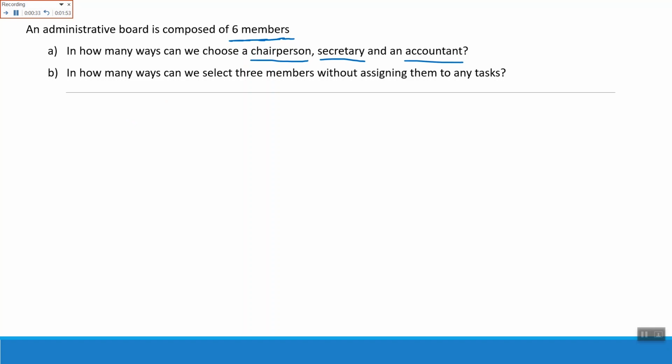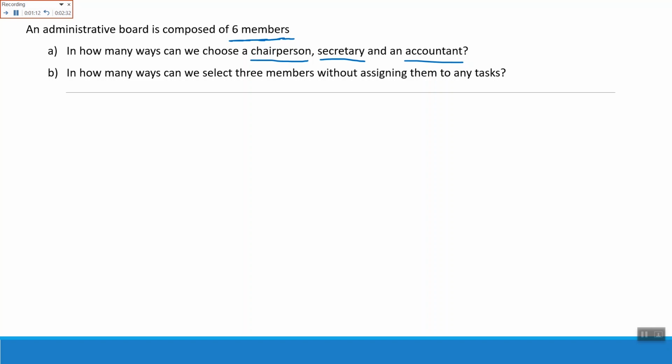The question now, when we choose them, is it important to arrange them after we choose them or not? In the previous class, I think I told you that if we assign people to different responsibilities, then you need to arrange them. If I'm going to select A and B and C out of A, B, C, D, E, F, I have 6 people. If I'm going to select A and B and C, I have to specify who is going to be the chairperson. Is it going to be A or B or C? Who is going to be the secretary? Is it going to be B or C or A? Who is going to be the accountant?